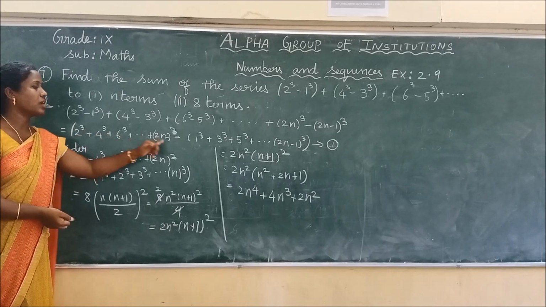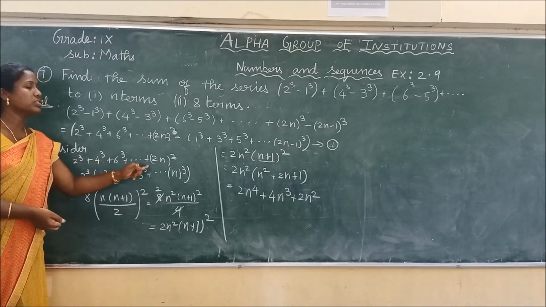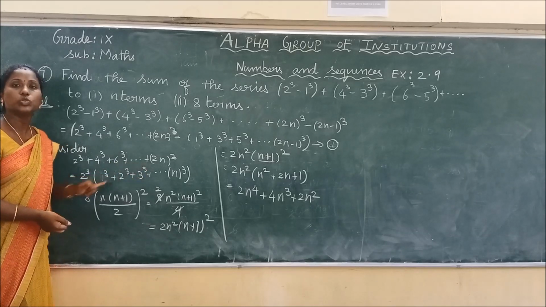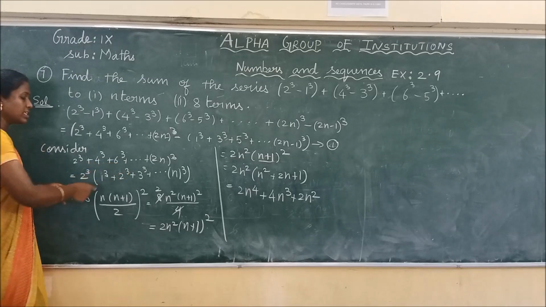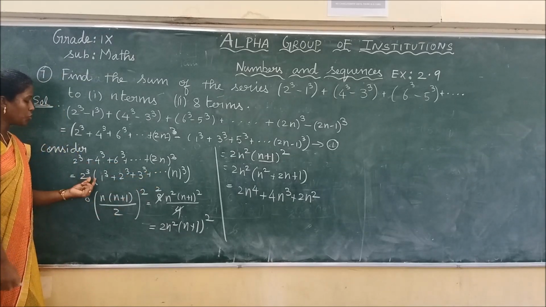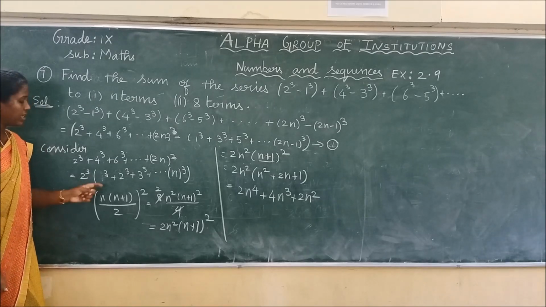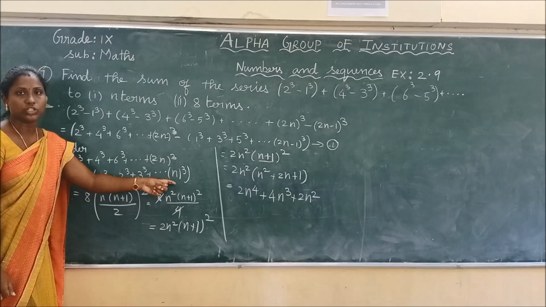2 cube, 4 cube, etc. up to 2n cube. If I take this series, we can't use the formula directly here. So I am taking 2 cube outside. If I take the 2 cube outside, the remaining part of the series is 1 cube plus 2 cube plus 3 cube up to n cube. 2 cube will give you the value 8. Here see that it is the sum of cubes of the first n natural numbers.